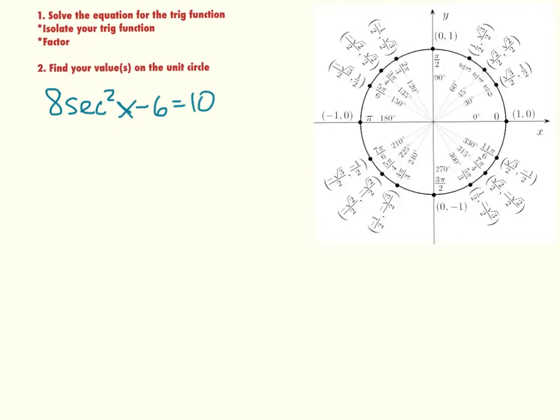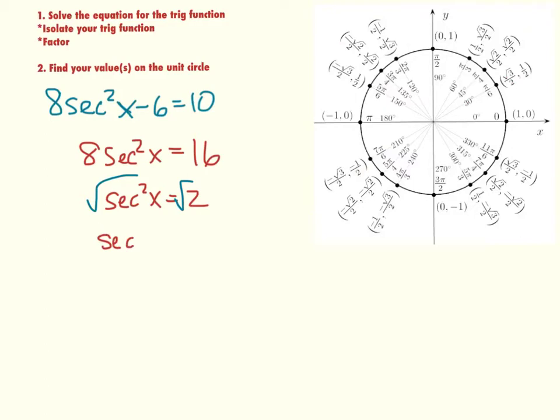Okay, so the first few steps of this problem should be pretty familiar now. We're going to add 6 to both sides to get 8 secant squared x equals 16. Divide by 8 to get secant squared x equals 2. And now we have to take the square root of both sides to get secant. So now secant x equals the square root of 2.